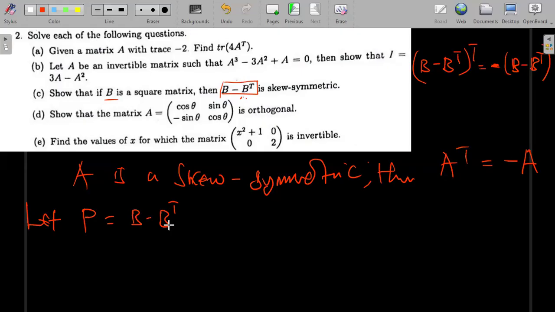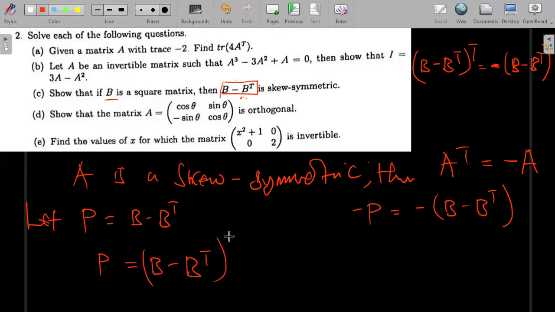Okay, this will mean that if I have minus P, that will just be minus B minus BT, right? You agree with me? So I've just multiplied the minus here and the minus there. I have that. Okay, and then if I get P equals B minus BT, and then I apply transpose here, even here I apply transpose. Okay, what am I going to get?